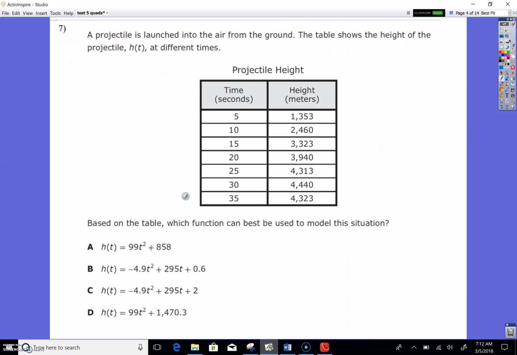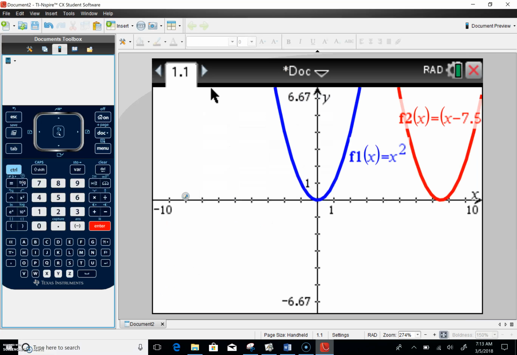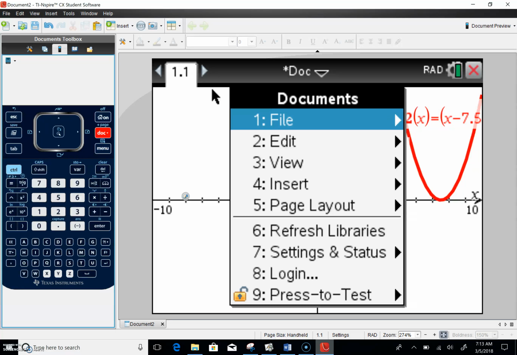Alright, a projectile is launched in the air from the ground, and we have a table. So we're going to match the table with the graph. The first thing we're going to do is use our answer choices, like negative 4.9t squared plus 858. Again, I'm going to create a new document.